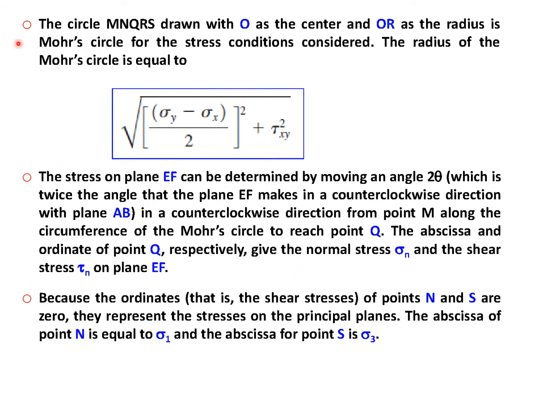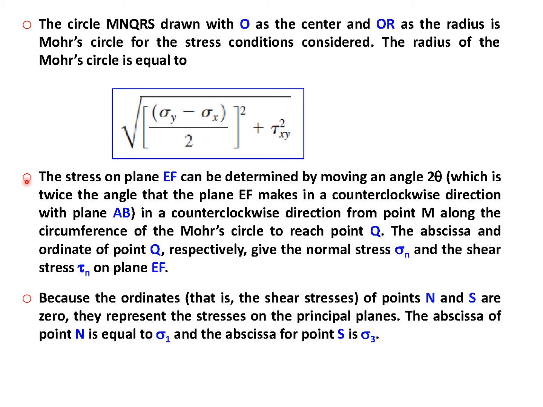Now here you would find some important points. The circle MQRS drawn with O as the center and OR as the radius is the Mohr circle for the stress conditions considered. The radius of the Mohr circle is equal to this. The stress on plane EF can be determined by moving an angle 2 theta, which is twice the angle that the plane EF makes in a counterclockwise direction with plane AB.